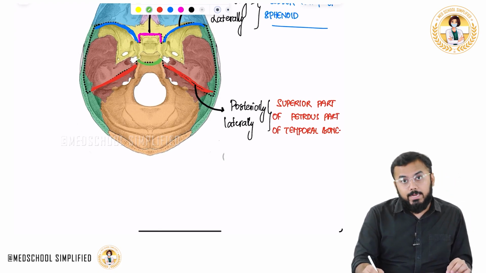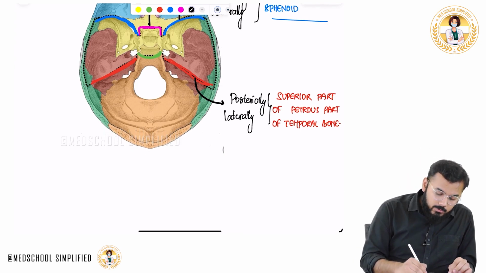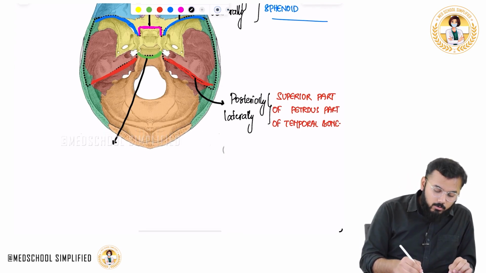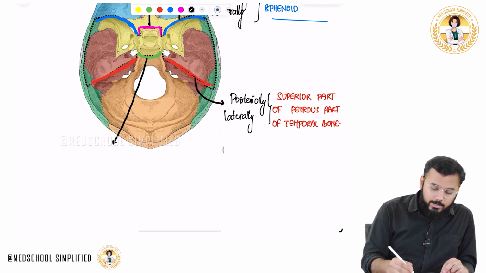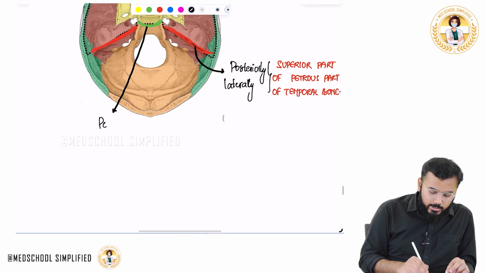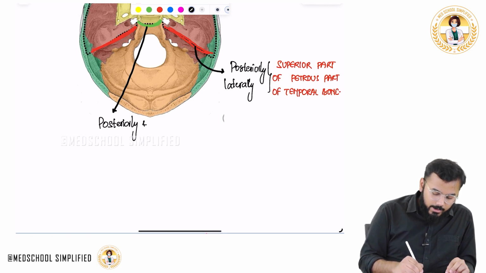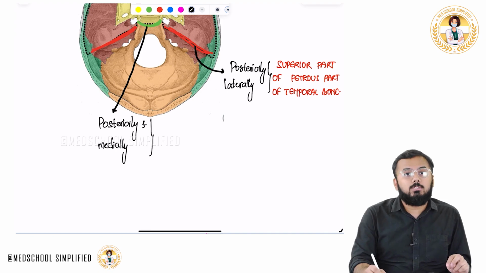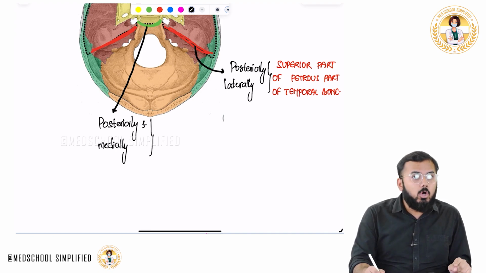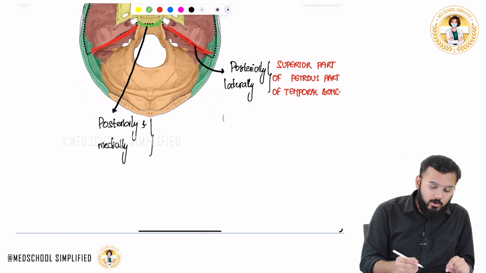So this particular posteromedial border, what is the other name of this posteromedial border? Okay, just write it down. So this is located posteriorly and medially. So what is the structure which is located posteriorly and medially? This is called as dorsum sellae of the sphenoid bone. What is this called? Dorsum sellae of the sphenoid bone.